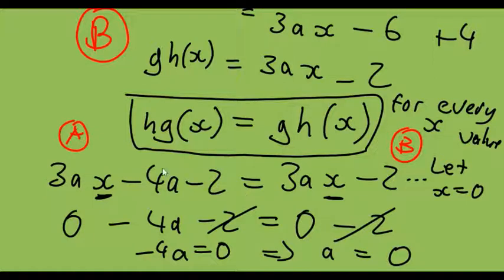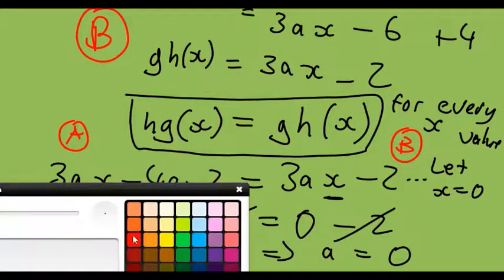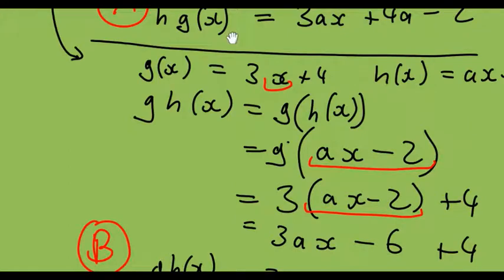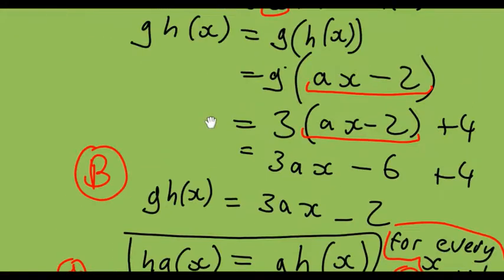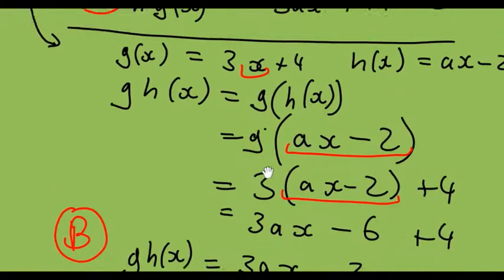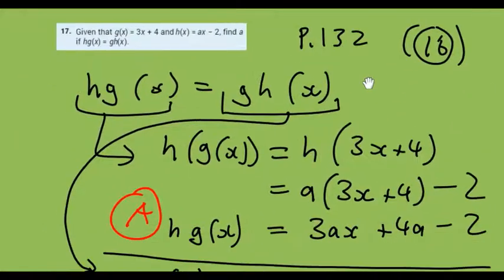And you wouldn't actually even need to sub in here. I just noticed you could also have just done it like this. 3ax minus 3ax and then minus 2 cancel. So you'd end up with minus 4a equals 0, a equals 0. But you can do either way. And knowing that you can sub in any x value is actually handy. It would just make the calculations a bit easier if you use the same x value in gh of x as you did in hg of x. So anyway, that was the answer to that. A is equal to 0. So as I said, that should help you with page 132, question 16.